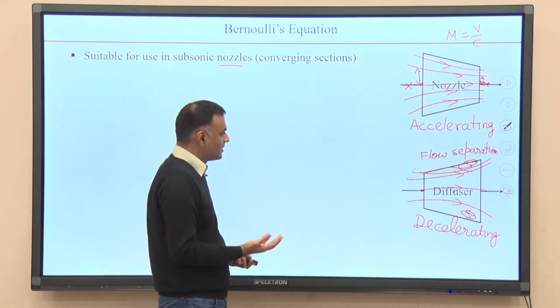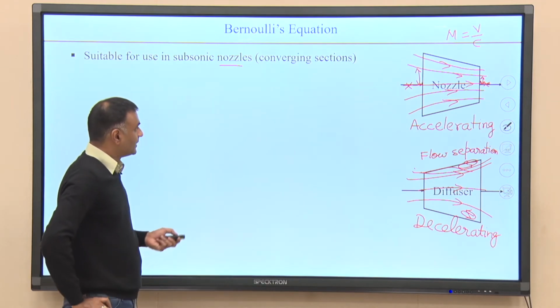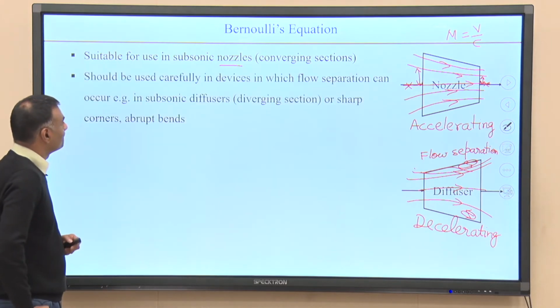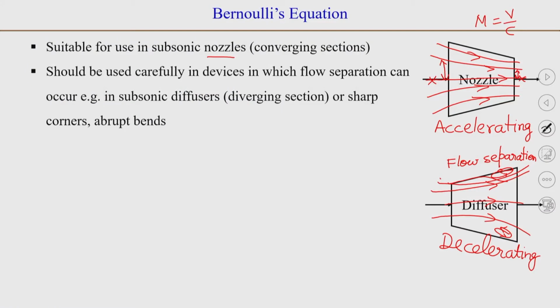That flow separation will cause a lot of losses, and in such cases it is not prudent to use Bernoulli's equation. So, we should use Bernoulli's equation carefully in all cases where flow separation can occur. One we discussed just now is diverging sections or diffusers. Another can be when you have sharp corners in the flow. For example, flow around a step, where you may have recirculation happening at higher Reynolds numbers.